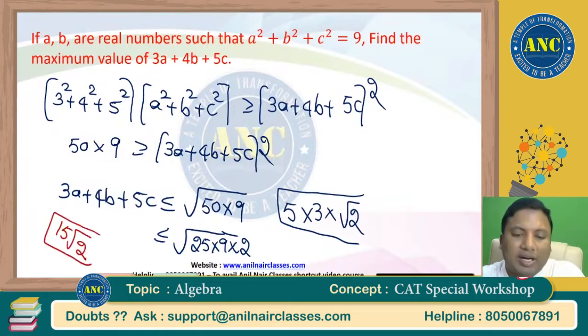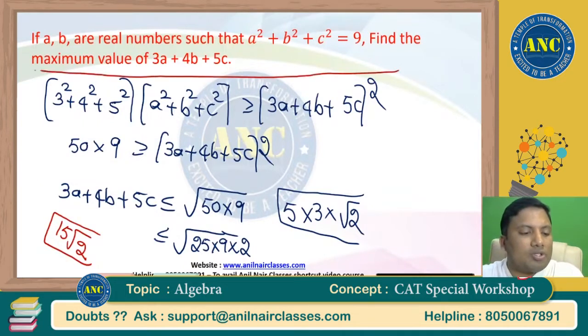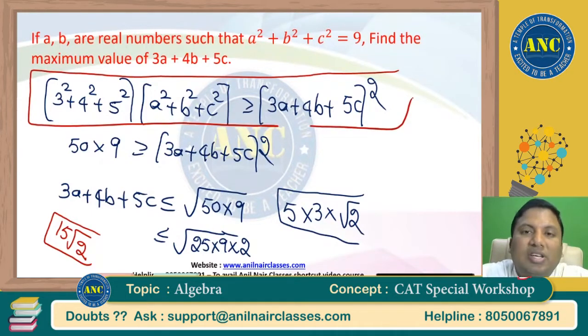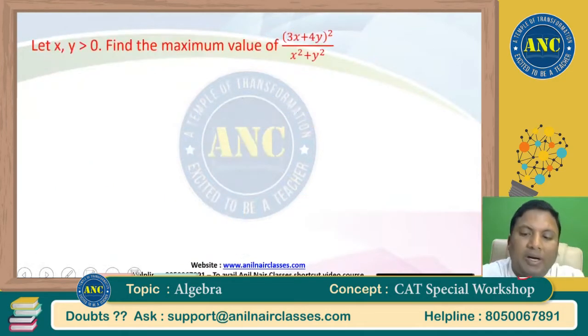This is the concept that I am using. (3 square plus 4 square plus 5 square) into (a square plus b square plus c square) is always greater than or equivalent to (3a plus 4b plus 5c) whole square. Very famous Cauchy-Schwarz inequality. Second problem, I hope it is clear.